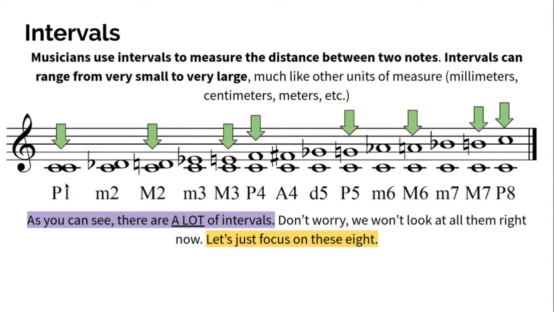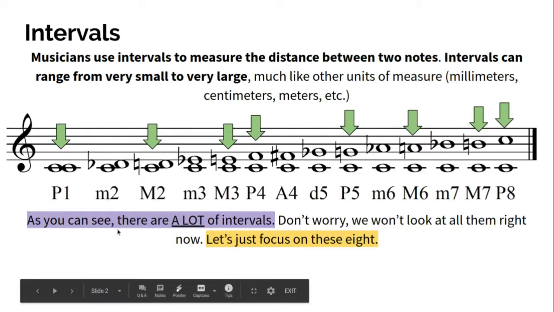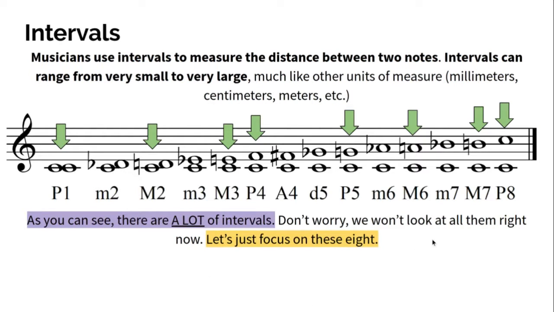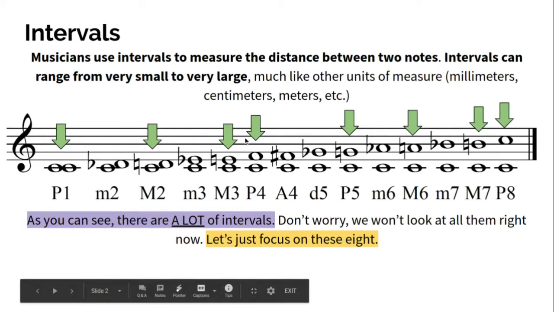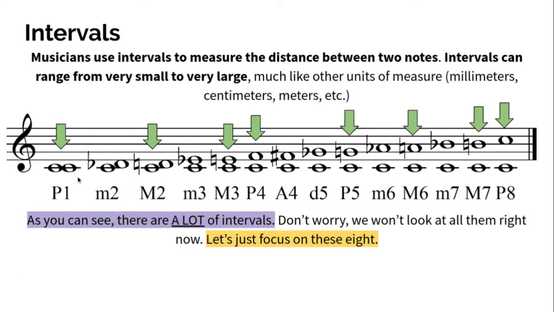Now, here are all the intervals that happen between the beginning of a scale and the end of a scale. There are 12 of them altogether. As you can see, there are a lot of intervals, but don't worry, we won't look at all of them right now. Let's just focus on these 8. And these 8 intervals that we're going to be looking at are the most common ones and the ones that we will see in a major scale. So all of these are part of a major scale.